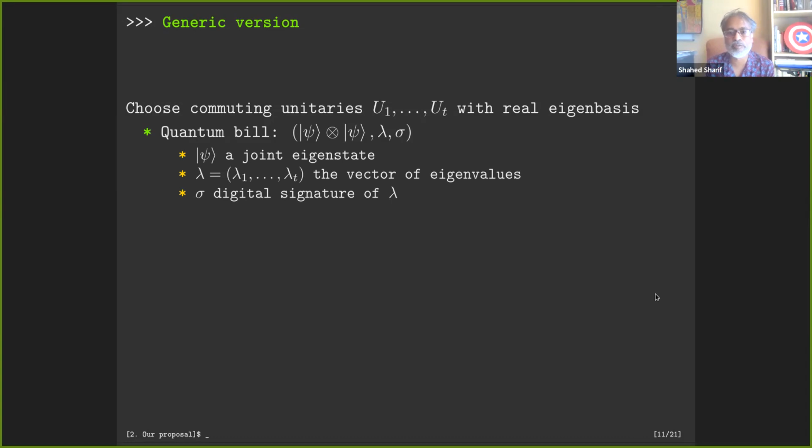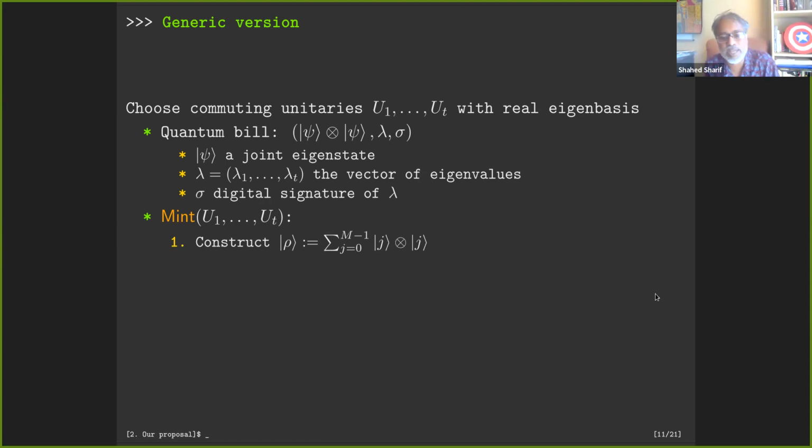The lambda is just the vector of eigenvalues. So lambda 1 would be the eigenvalue of psi with respect to U1 and so forth. And then sigma is just a digital signature for that vector of eigenvalues. Okay, so that's the specification for what the quantum banknotes look like. The minting algorithm is as follows.